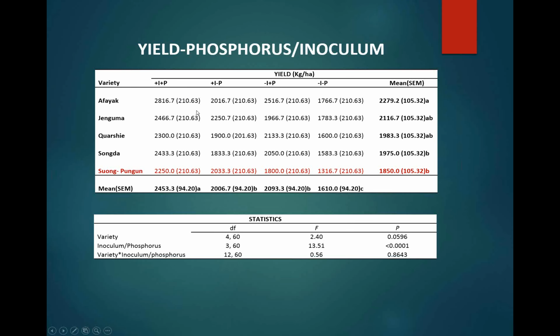Now when it comes to the treatments, phosphorus or inoculum, plus inoculum plus phosphorus showed higher yield, as you can see at the bottom there. There wasn't any significant difference between inoculum and phosphorus alone. And my control had 1610, which was the lowest.